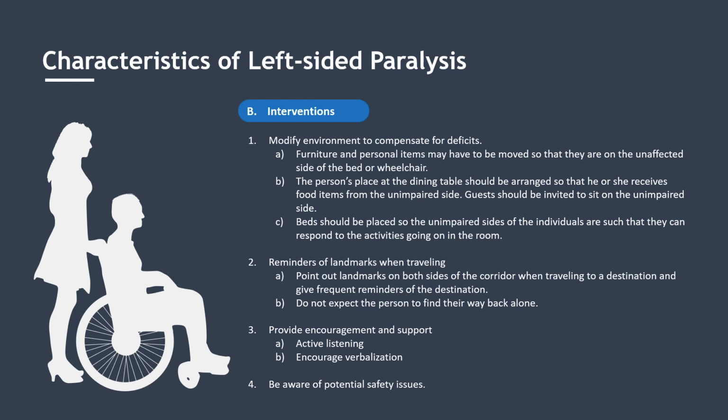Interventions. Modify the environment to compensate for deficits. Furniture and personal items may have to be moved so that they are on the unaffected side of the bed or wheelchair. The person's place at the dining table should be arranged so that he or she receives food items from the unimpaired side. Guests should be invited to sit on the unimpaired side. Beds should be placed so the unimpaired side of the individual is such that they can respond to activities going on in the room.